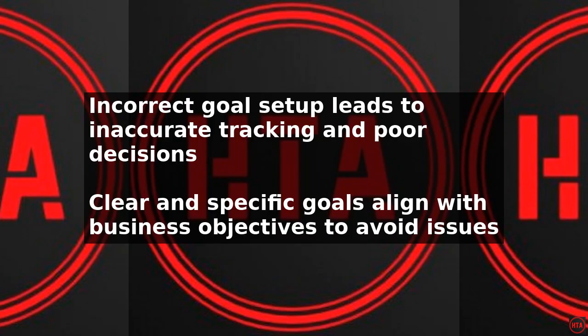One common issue with conversion tracking is incorrect goal setup. If your goals are not set up correctly, you may not be tracking the right actions, or you may be tracking actions that are not relevant to your business. To avoid this issue, make sure you set up clear and specific goals that align with your business objectives. For example, if you want to track the number of sales on your e-commerce website, you should set up a goal that tracks the completion of the checkout process.